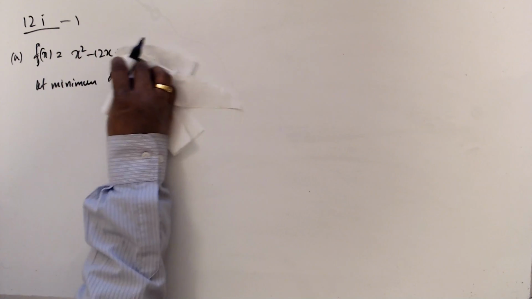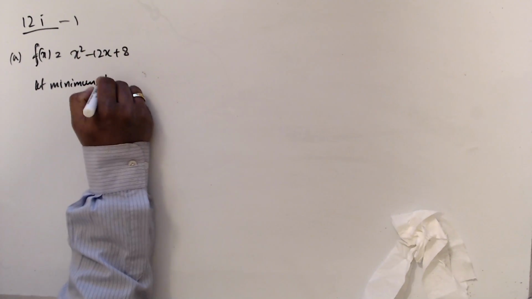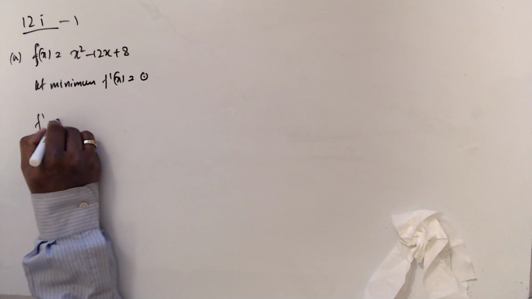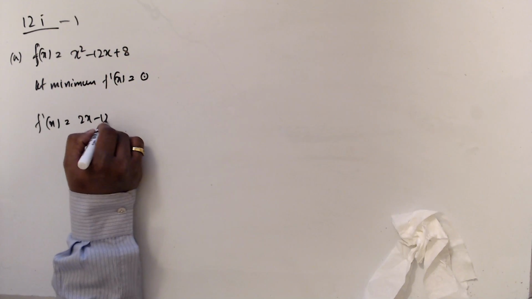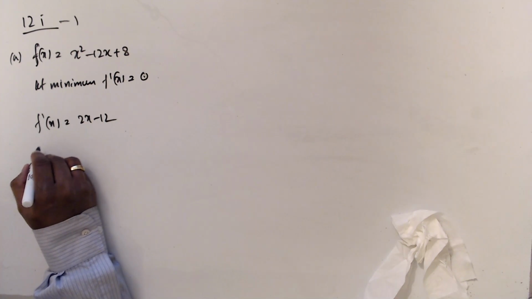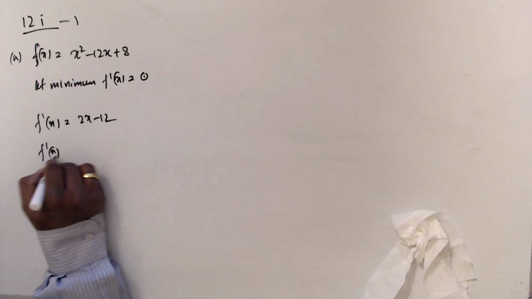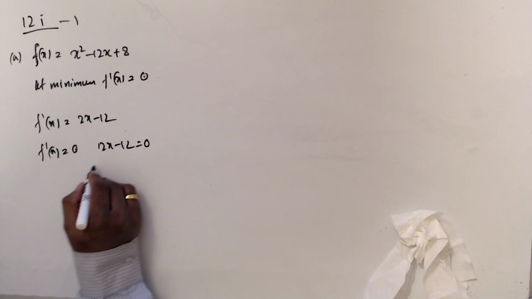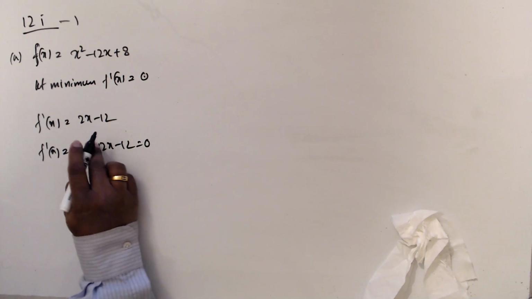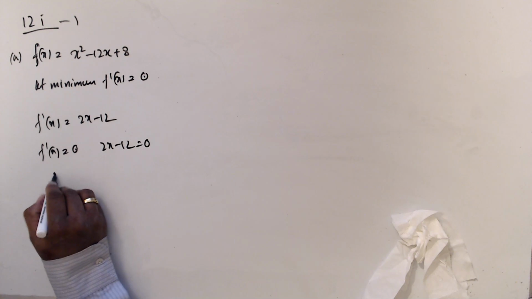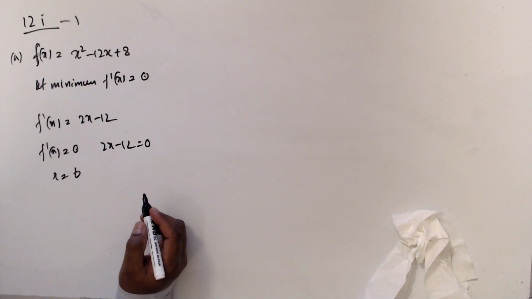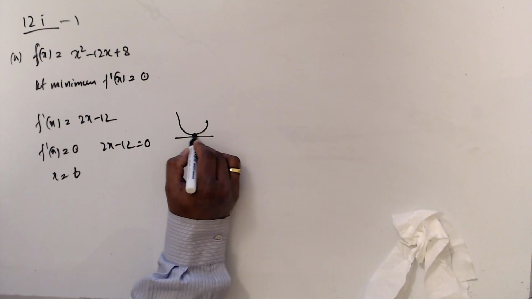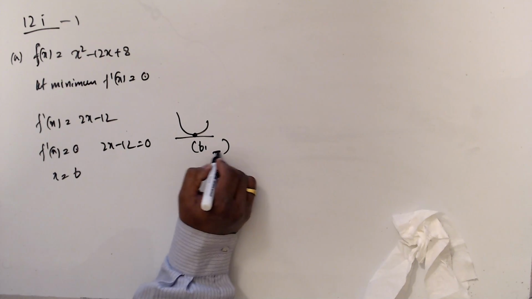Or since this is f(x), f dash x equal 0. We'll find f dash x, that is 2x minus 12, make it equal to 0. So x equal 6. Now we have the coordinate, x value is 6. What is the y value?